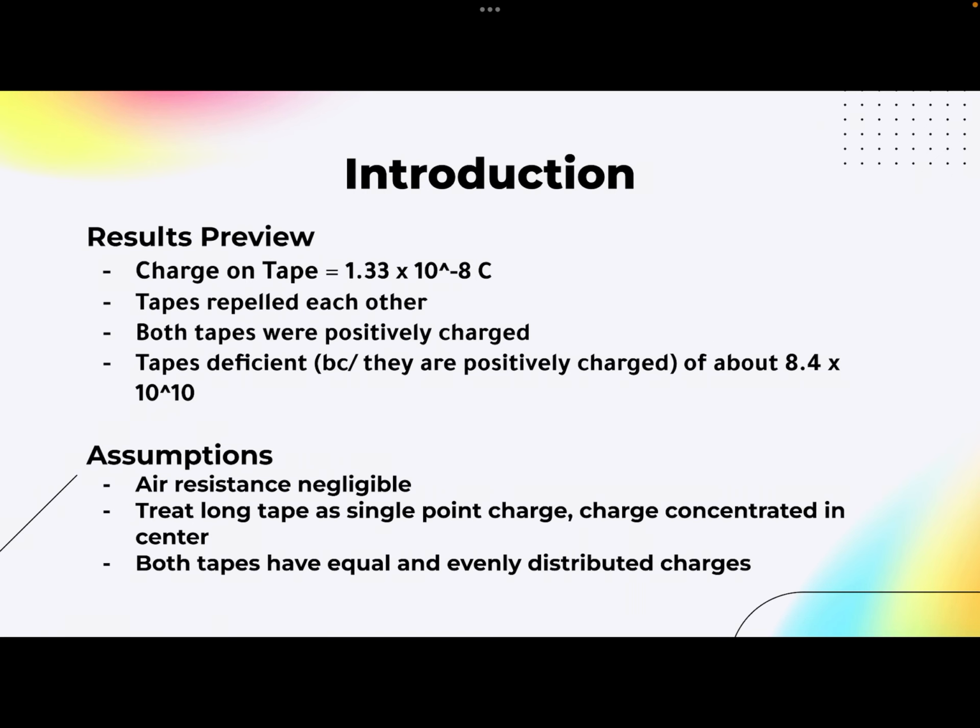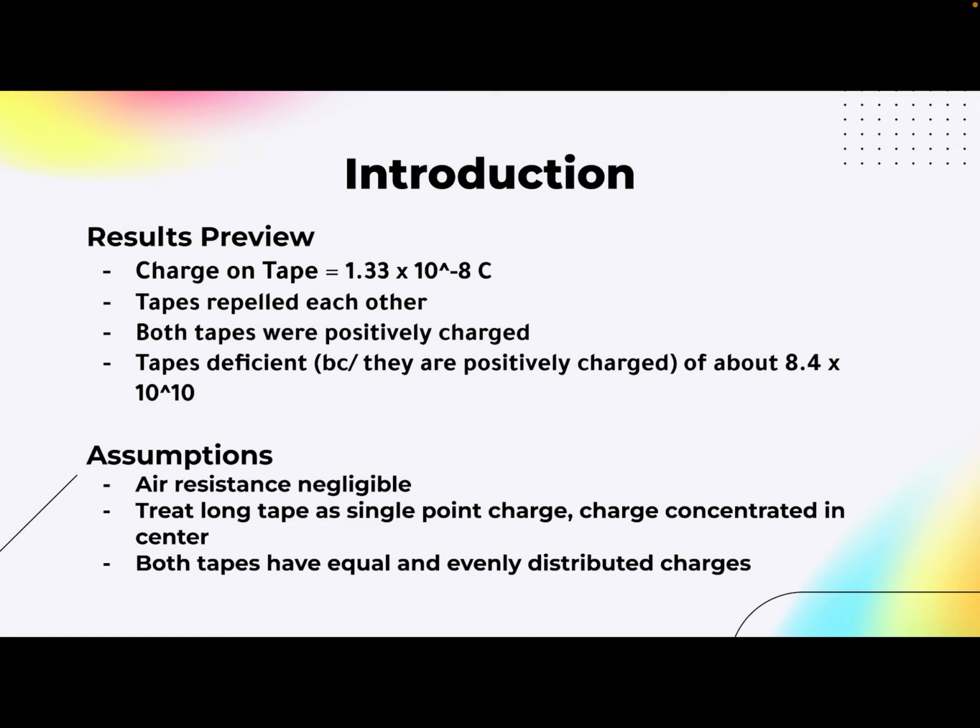A brief preview of the results shows that the electric charge on the tape was about 1.3 times 10 to the negative 8th coulombs. The charged tapes repelled each other and were determined to both be positive. The tapes, due to being positively charged, were electron deficient by about 8.4 times 10 to the 10th coulombs. To garner these results, I assumed that air resistance is negligible.